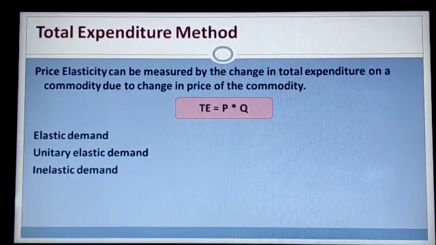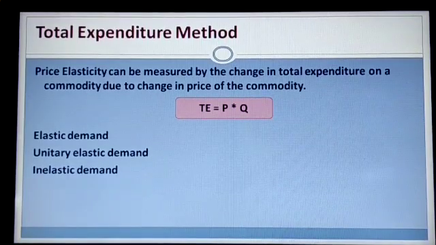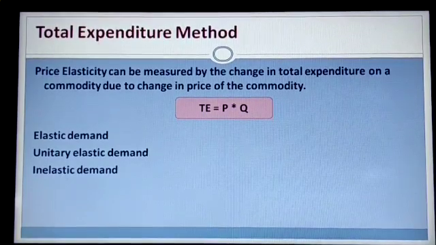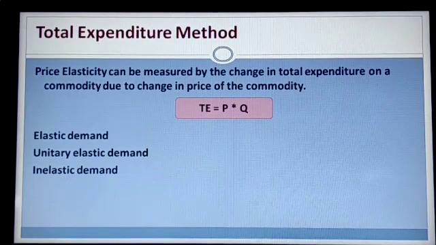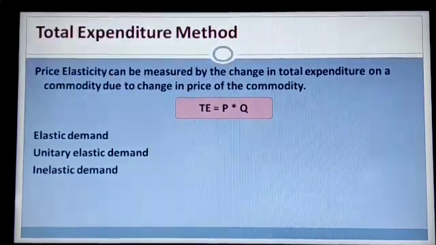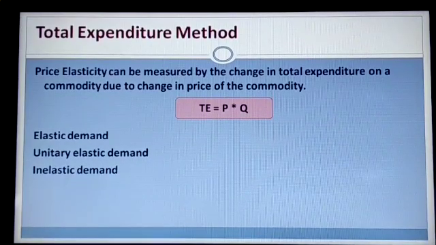Now what do you mean by total expenditure? Suppose a pen's price is 5 and you have bought 10 of that pen. So 5 into 10 will become 50. The total expenditure formula is price into quantity: a 5 rupee pen, you have bought 10 pens, so 5 into 10 becomes 50.